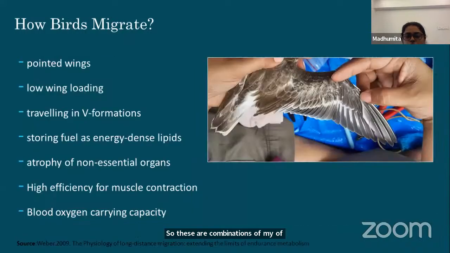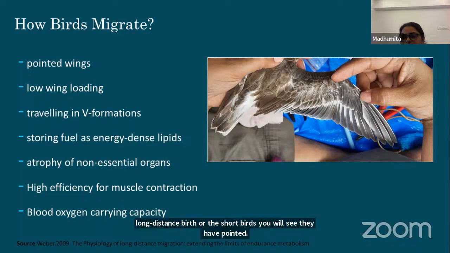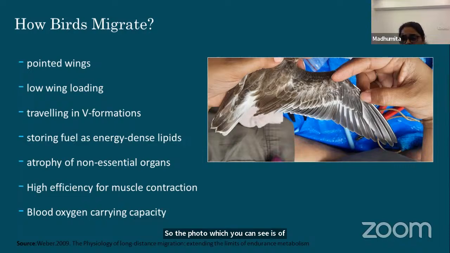What makes them special from regular birds is that most of the long distance birds or the shore birds have pointed wings. The photo which you can see is of a plover, a lesser sand plover. Here you can also see the feathers are quite new. These are very new feathers, and quite pointed. If you see, for example, the feathers of babblers, let's say a common babbler, those kinds of birds, you will see they are more rounded. But these are very pointed wings.